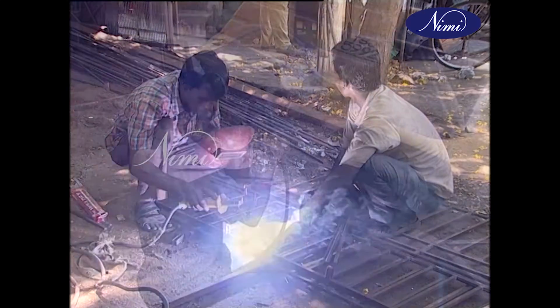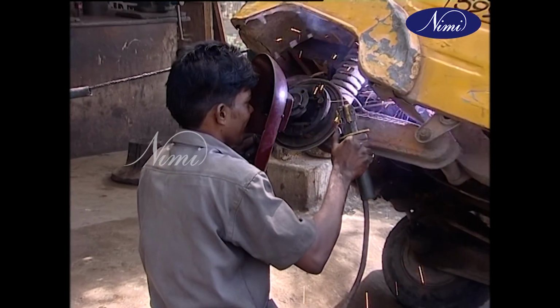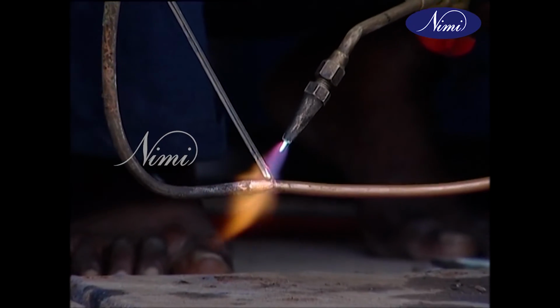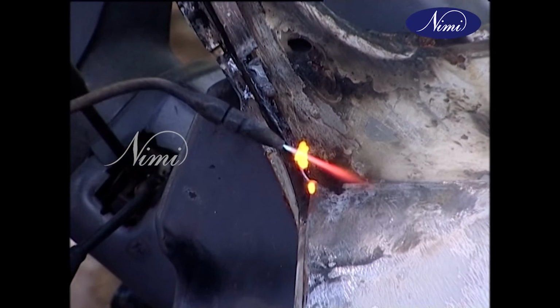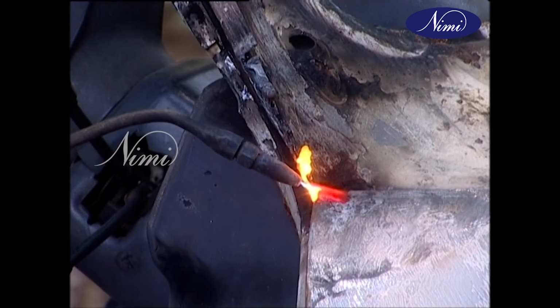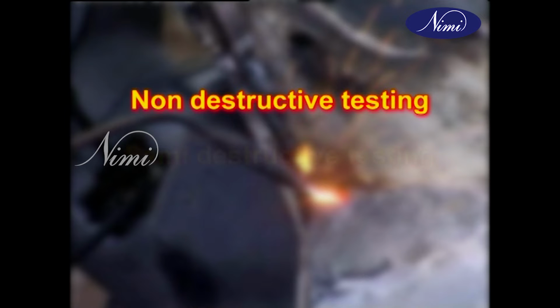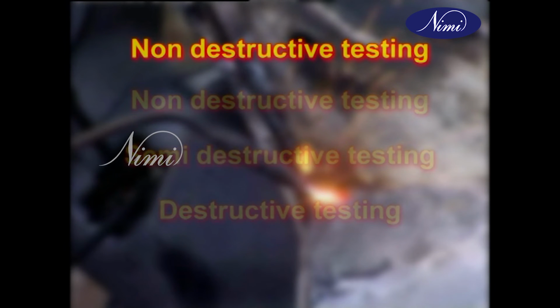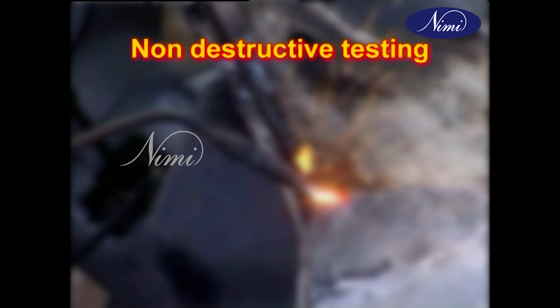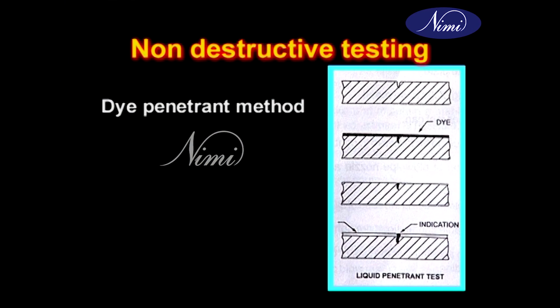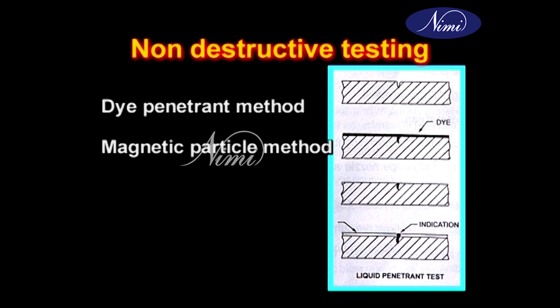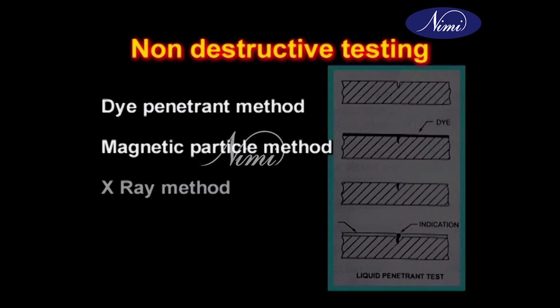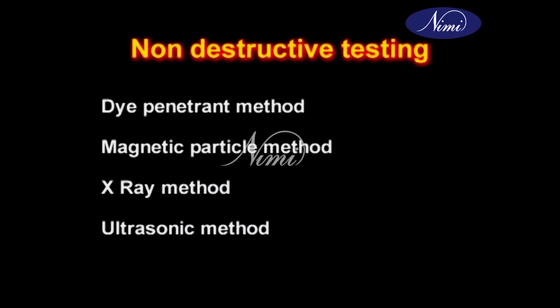To obtain a dependable joint, it is necessary to inspect and exercise adequate control before, during, and after welding. Welds are tested by non-destructive testing, semi-destructive testing, and destructive testing. In the case of non-destructive testing, tests are done without destroying the job using dye-penetrant method, magnetic particle method, X-ray method, and ultrasonic method.